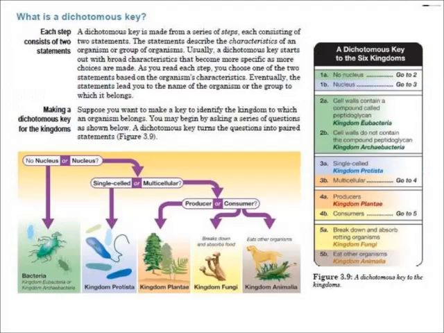The dichotomous key is made from a series of steps, each consisting of two statements. The statements describe the characteristics of an organism or group of organisms. Usually, a dichotomous key starts out with broad characteristics that become more specific as more choices are made. In each step, you choose one of the statements based on the organism's characteristics. Eventually, the statements lead you to the name of the organism or the group to which it belongs. Suppose you want to make a key to identify the kingdom to which an organism belongs. You may begin by asking a series of questions as shown below. A dichotomous key turns the questions into paired statements, like in Figure 3.9.